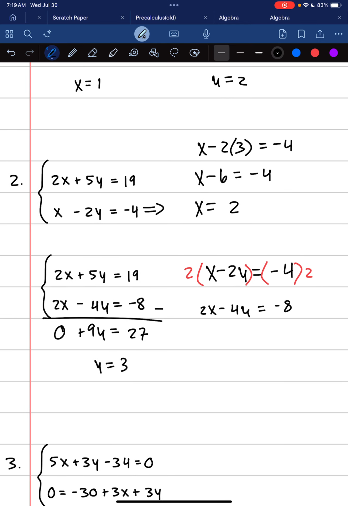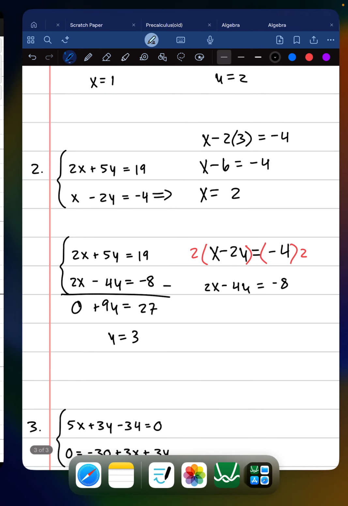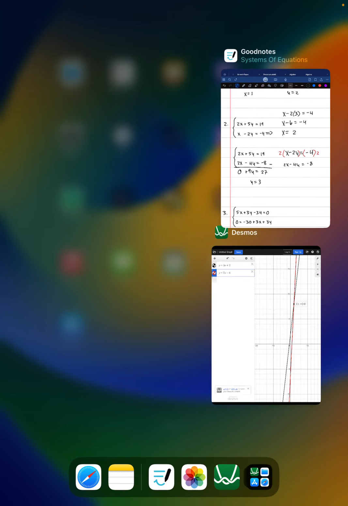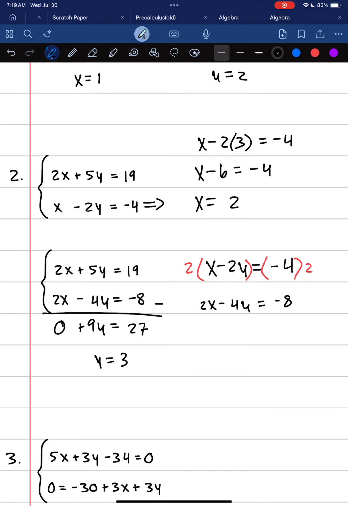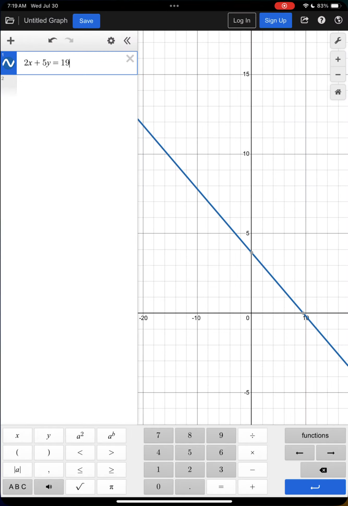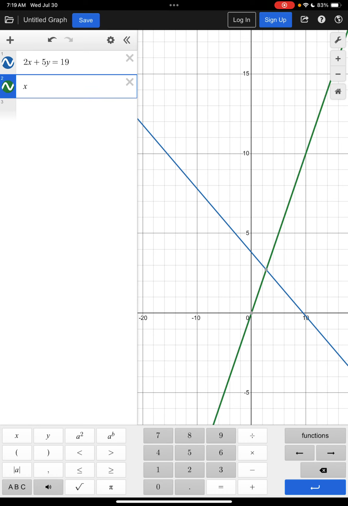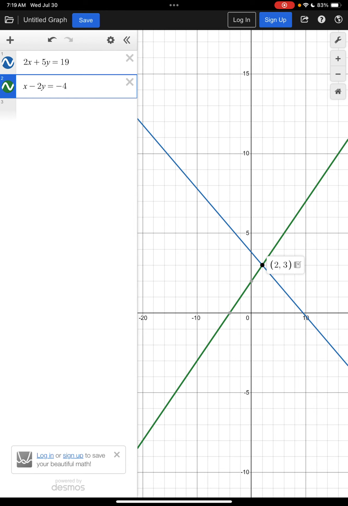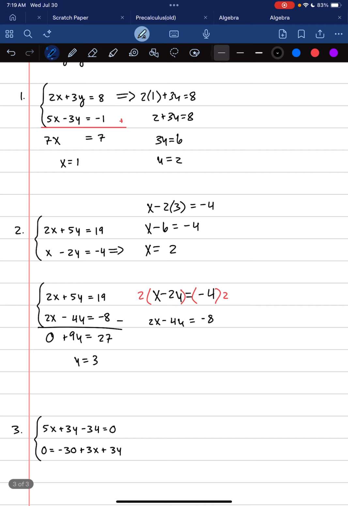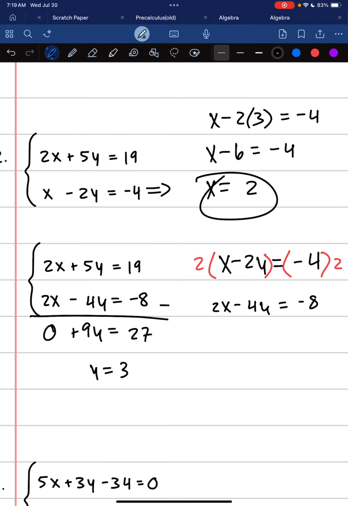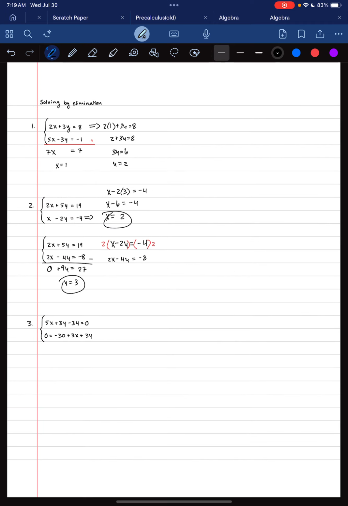And once again, we can also solve this using Desmos to check our answers. So we have 2x plus 5y equals 19. That's one of our equations. And the other one is x minus 2y equals negative 4. And we can see that we end up with 2, 3, which is exactly what we got over here. x equals 2, y is equal to 3. So we know that we did that correctly.